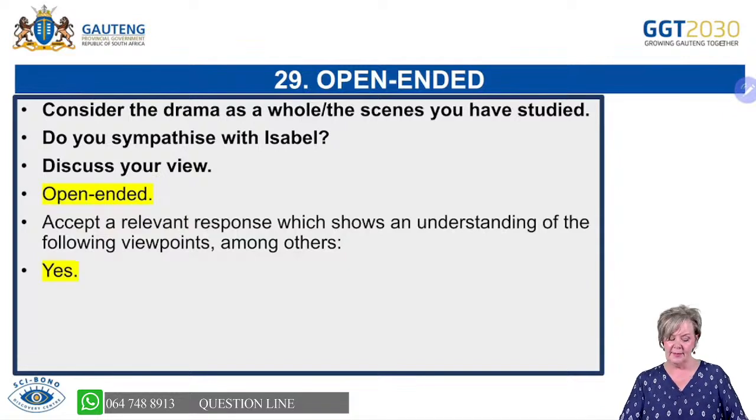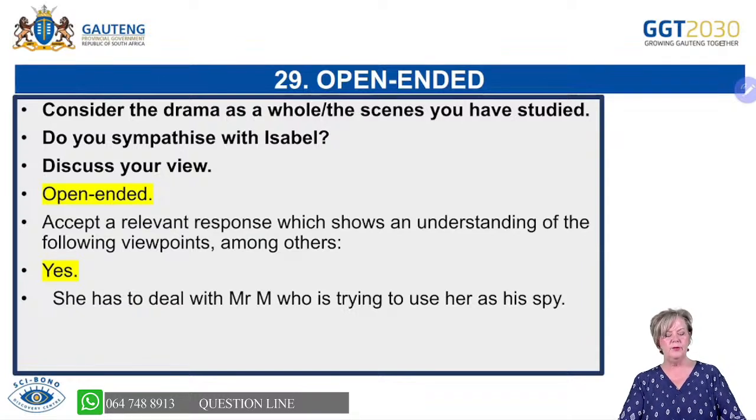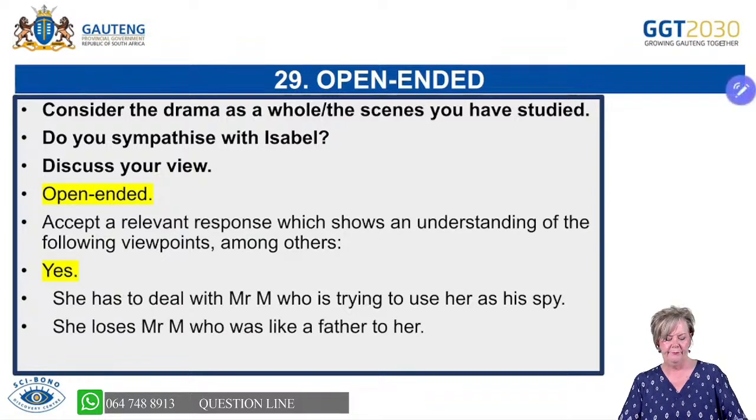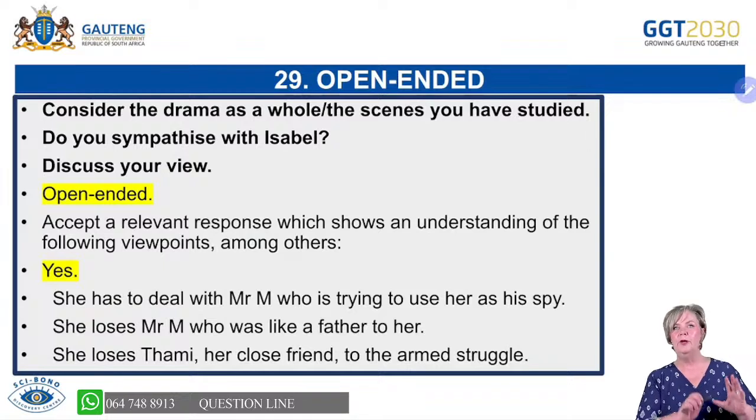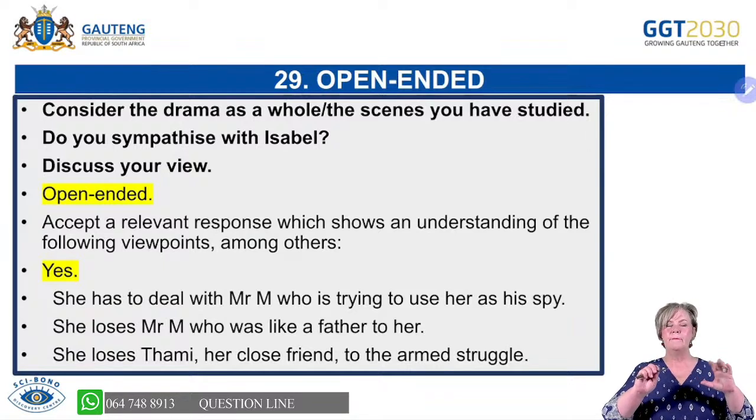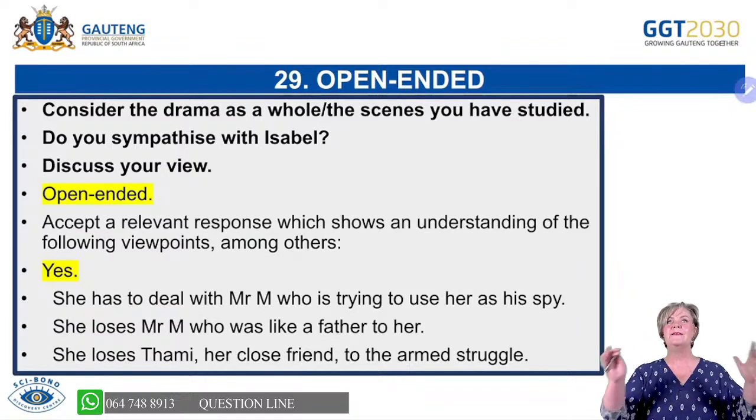So if you said yes, you could say she has to deal with Mr. M, who is trying to use her as his spy. She loses Mr. M, who was like a father to her. And then she loses Tammy, her close friend, to the armed struggle. Remember, this is to the drama as a whole. So it doesn't refer to the extract that you have discussed or the extract that you had in the question paper. This now refers to the play as a whole.